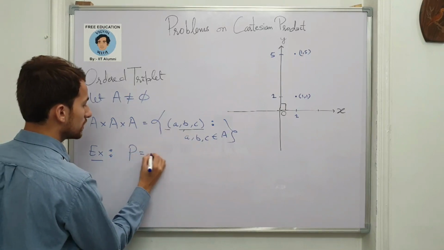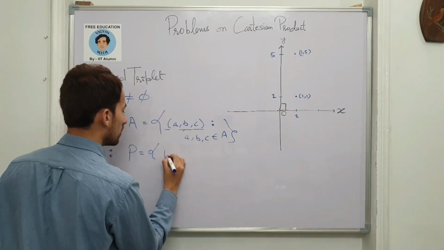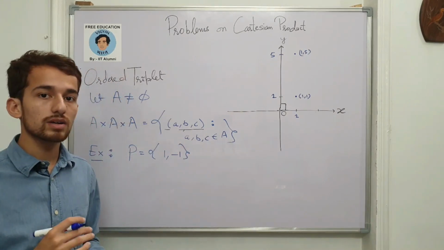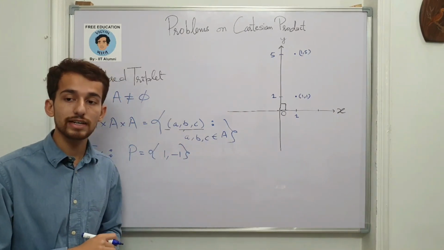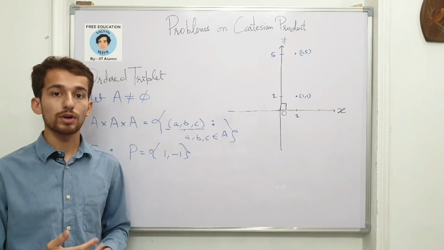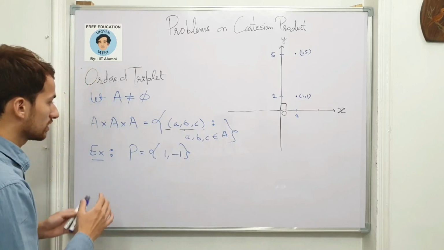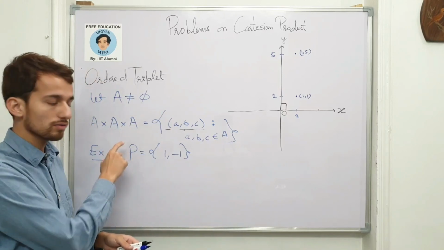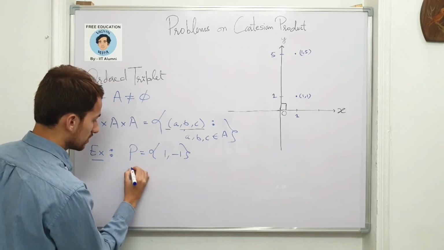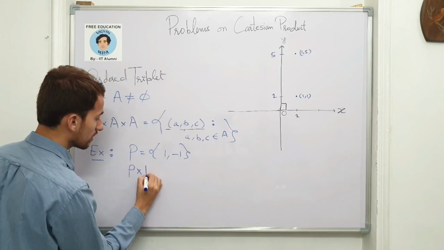Let me call the set P, given by 1, -1. I ask you now to find P cross P cross P. Pause the video and try to find it yourself. So now let's try to find the ordered triplet P cross P cross P. This particular set you want to find for this set P. So how is it given? First we will calculate P cross P.